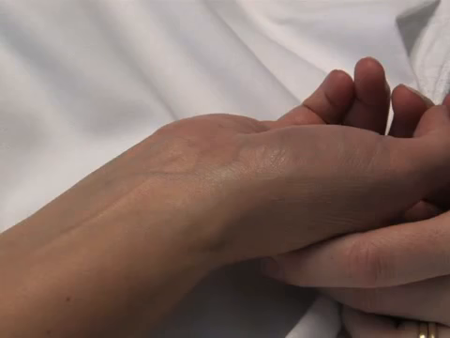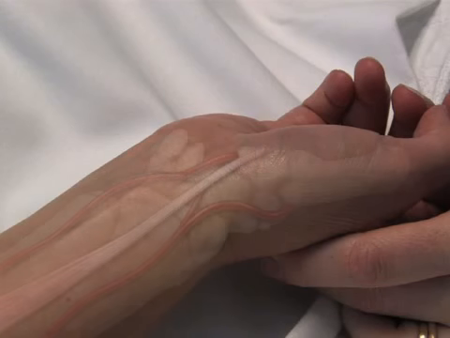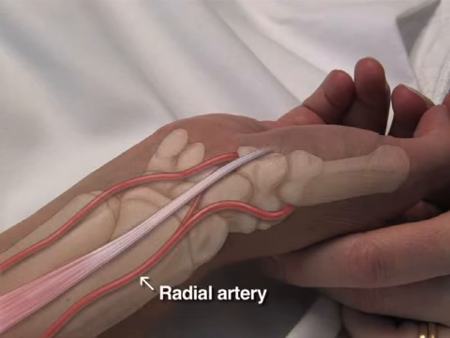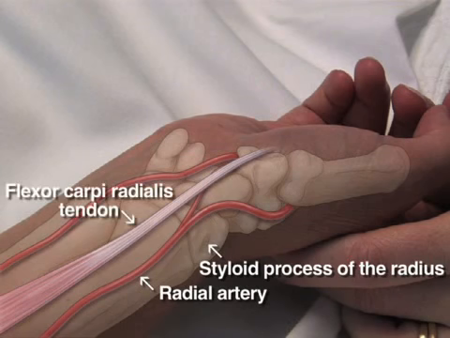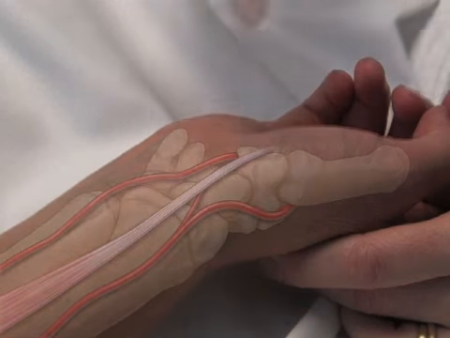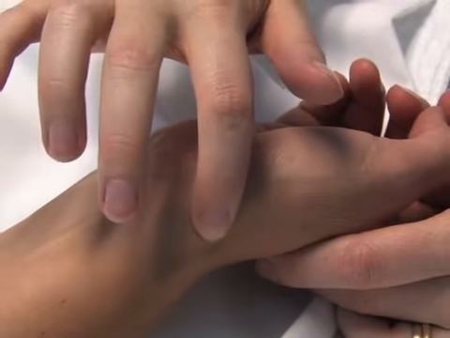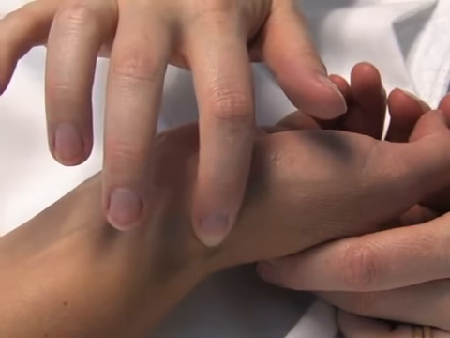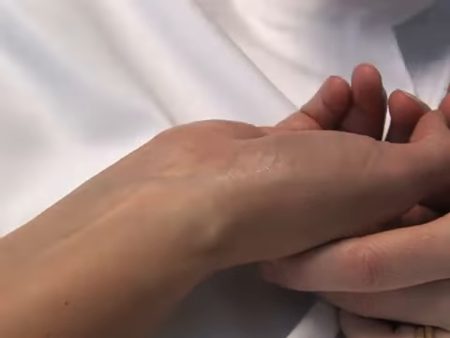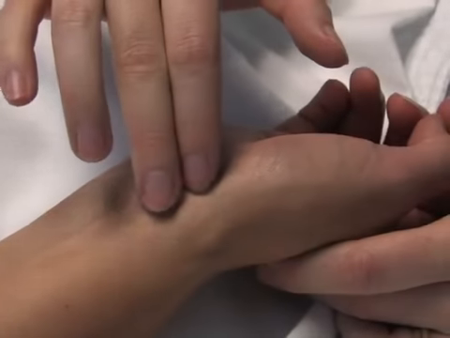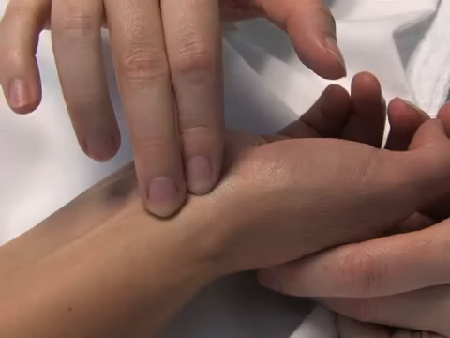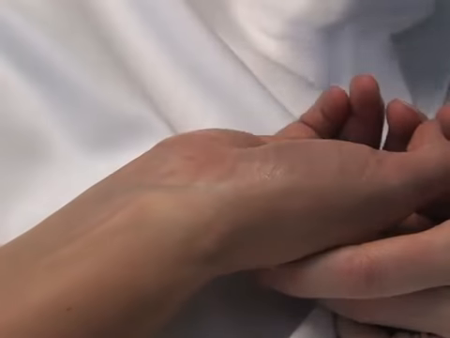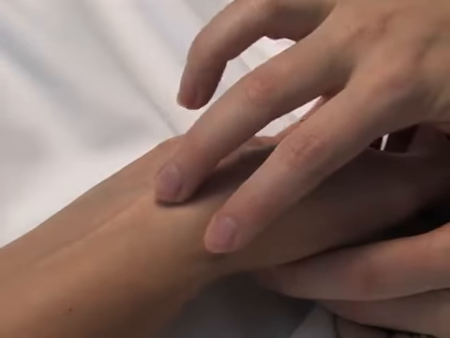Extend the patient's wrist to bring the radial artery close to a more superficial position. The radial artery is located between the styloid process of the radius and the flexor carpi radialis tendon. First, palpate the styloid process of the radius. Next, palpate the flexor carpi radialis tendon located medial to the styloid process of the radius. Now locate the artery between these 2 points.